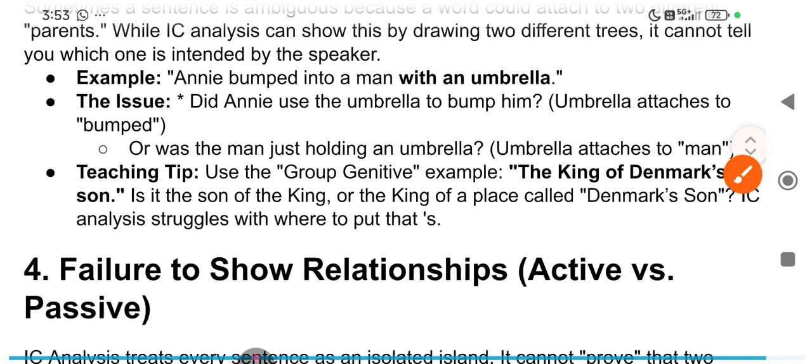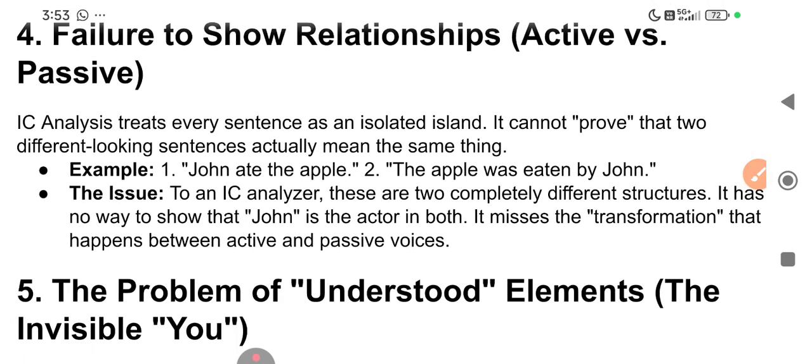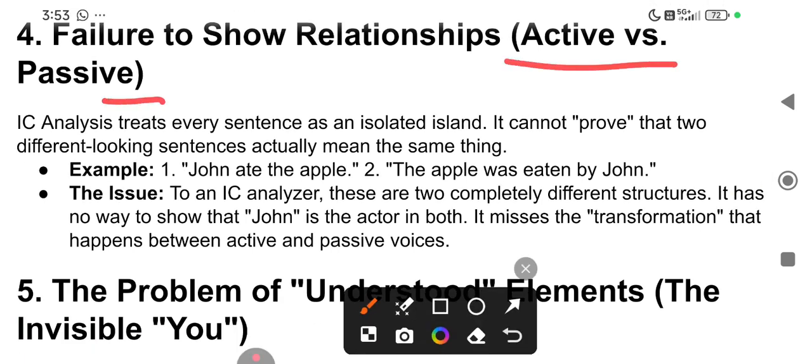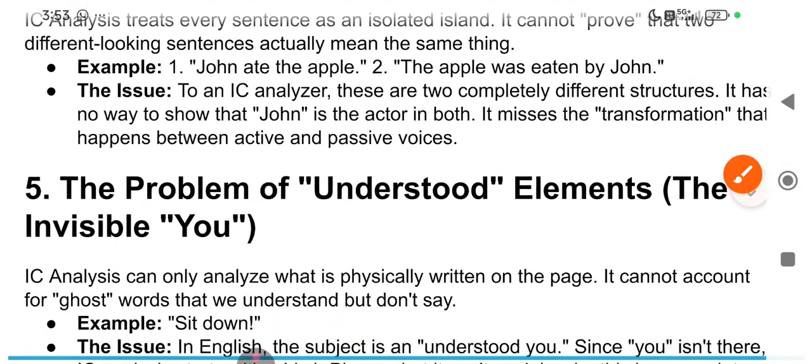Phrase starts with "with." Then failure to show relationships: active and passive are both different sentences. In one, the active agent is the subject. In passive, the object becomes the subject first. But in both cases, it is not clear by IC analysis that John is the actor in both. It cannot be changed. So here the actor is changed because the apple comes first, so the analysis will be done in a different way.